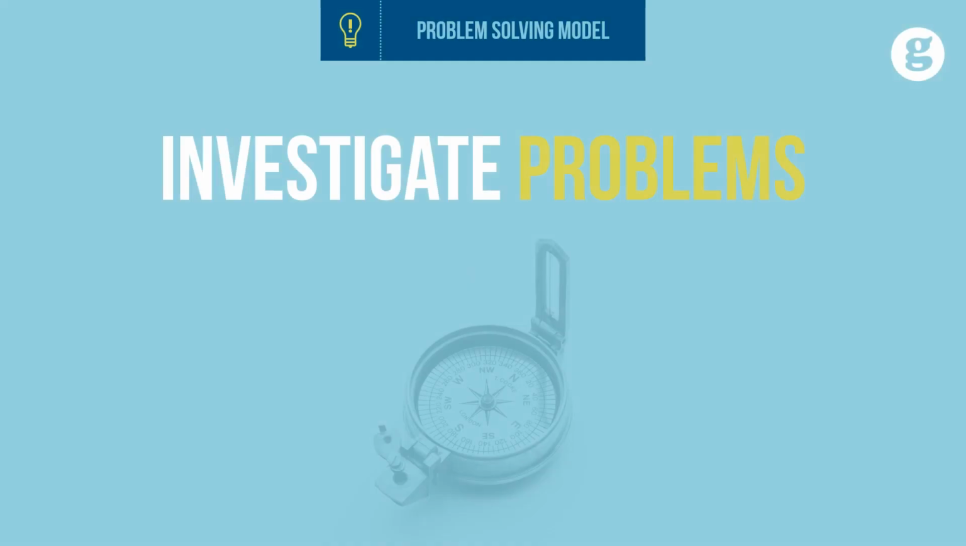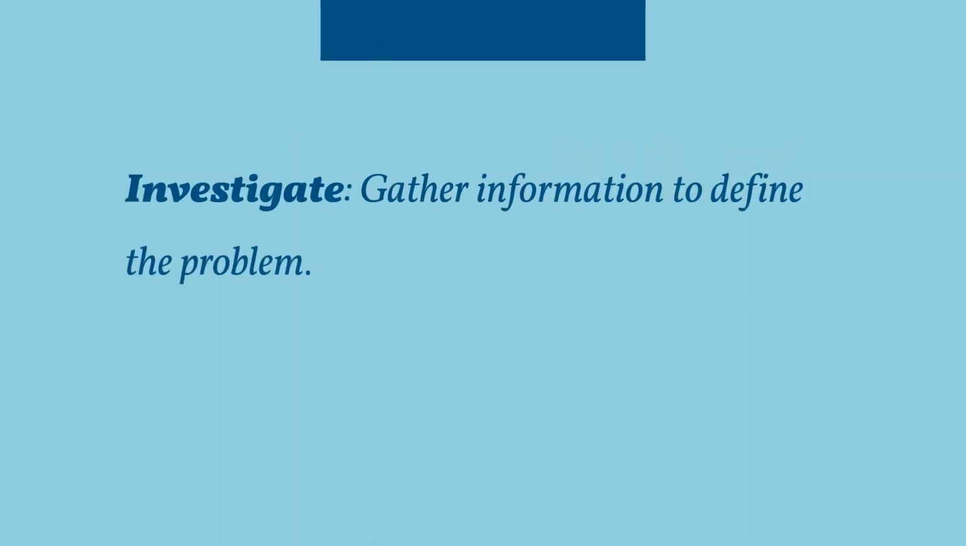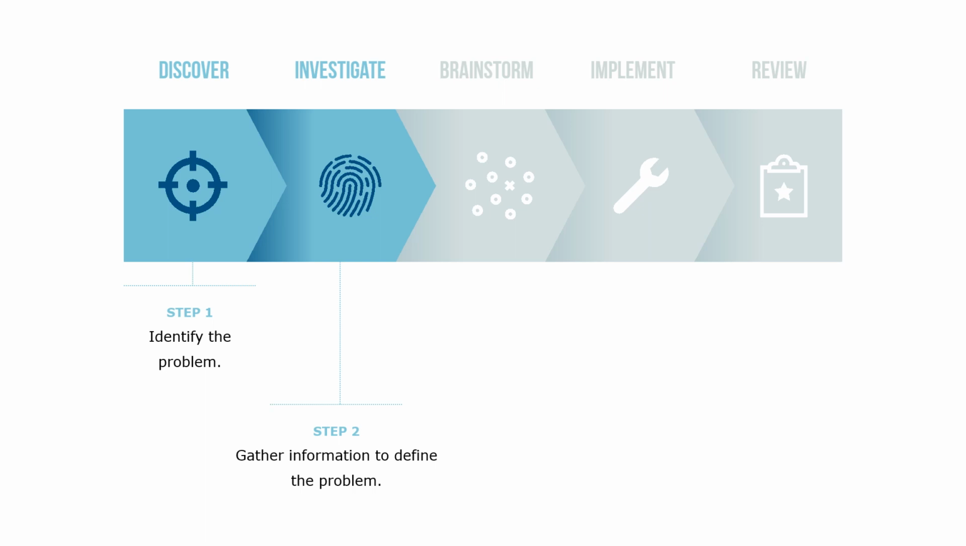Let's take a look at the investigate step of the problem-solving model. Step 2 of our problem-solving model, investigate, is where we gather information to define the problem. Much of the effort of problem solving involves understanding what the underlying issues really are. Look for root causes, related information, ideas, risks, costs, and benefits associated with problems.